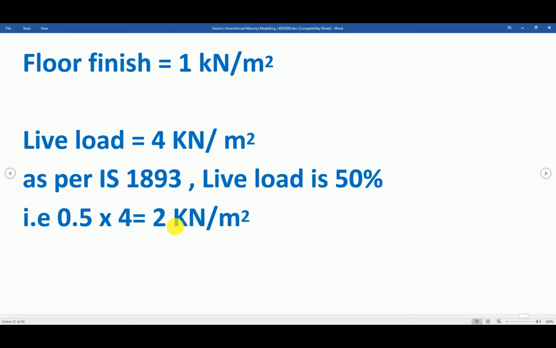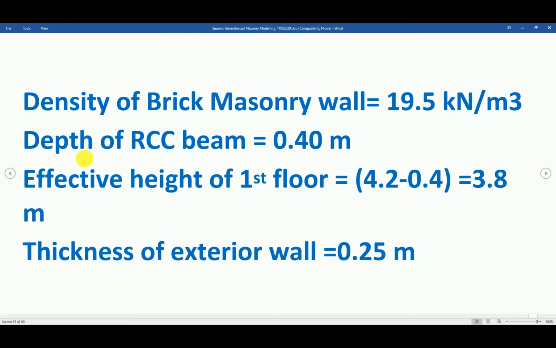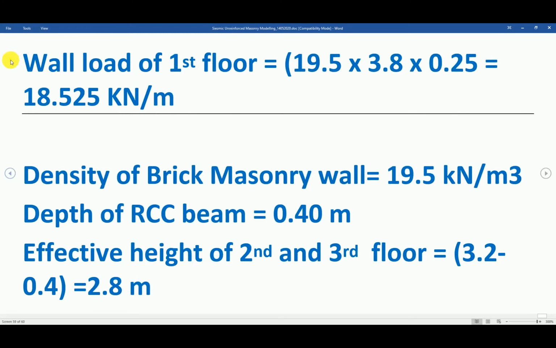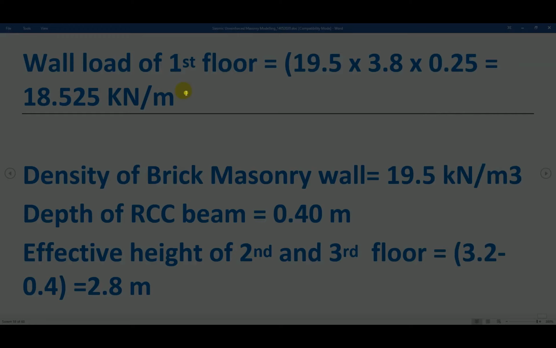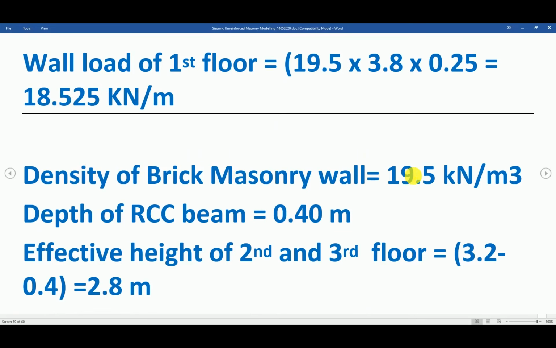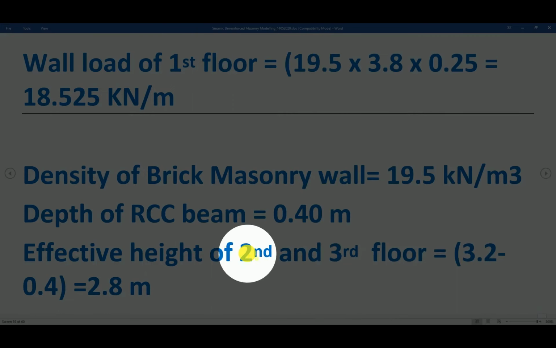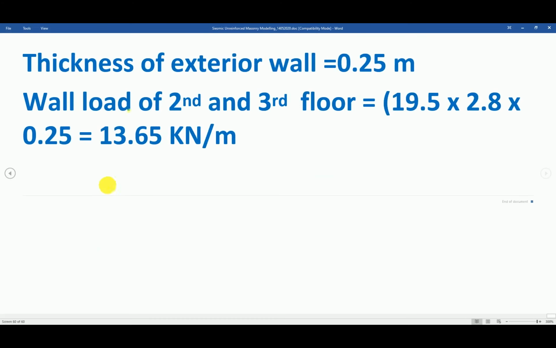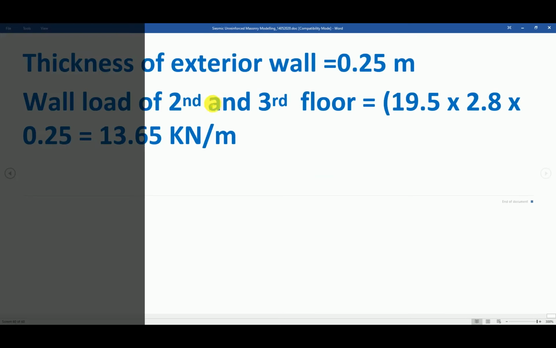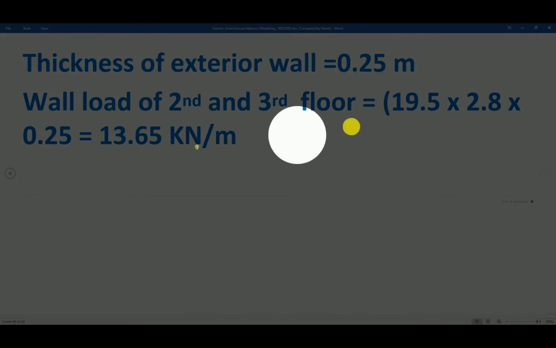And the effective height, we know it, that from floor height less the beam, that gives the gross height of masonry wall, so that I can take the correct height for masonry wall. Thus the load will be calculated of the dead load of walls. Thickness 0.25, 3.2 minus 0.4, 2.8 is the height of wall. So wall load of first floor will be different than the higher floors, as their height is different.